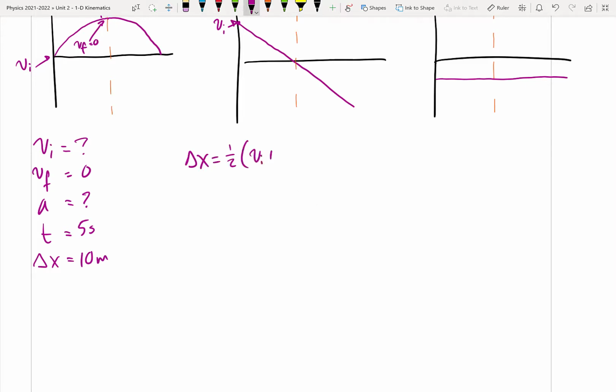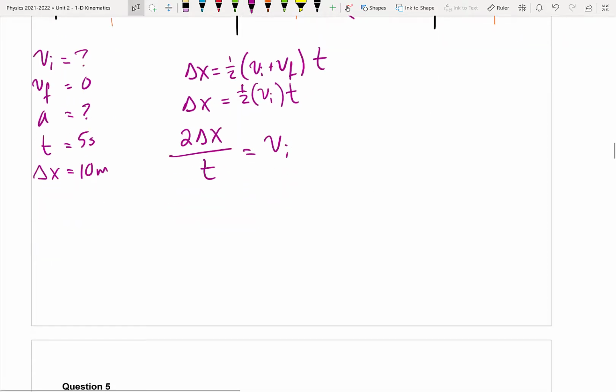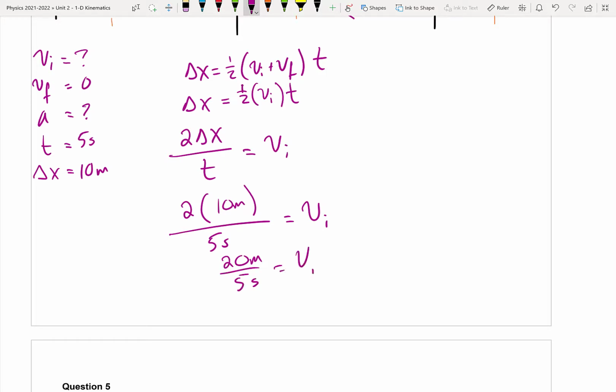Delta x equals 1/2 initial plus final times time. Okay, I have something that's equal to 0. That's my final. So I have 1/2 times VI times t. I want to find VI, so let's isolate VI. Twice delta x over t is VI. Now let's substitute twice 10 meters over a time of 5 seconds. So now my total units are meters per second. Sounds good. 20 meters per 5 seconds is VI. 20 over 5 is 4 meters per second is VI.